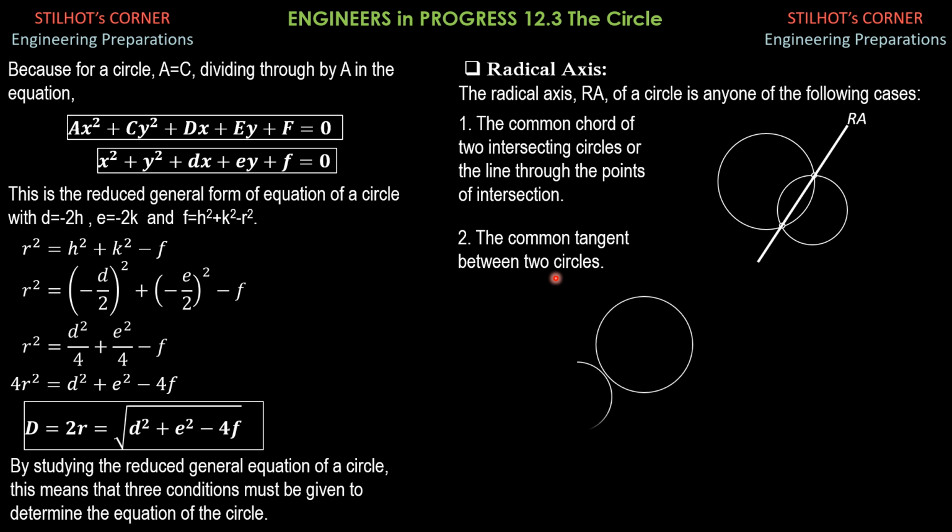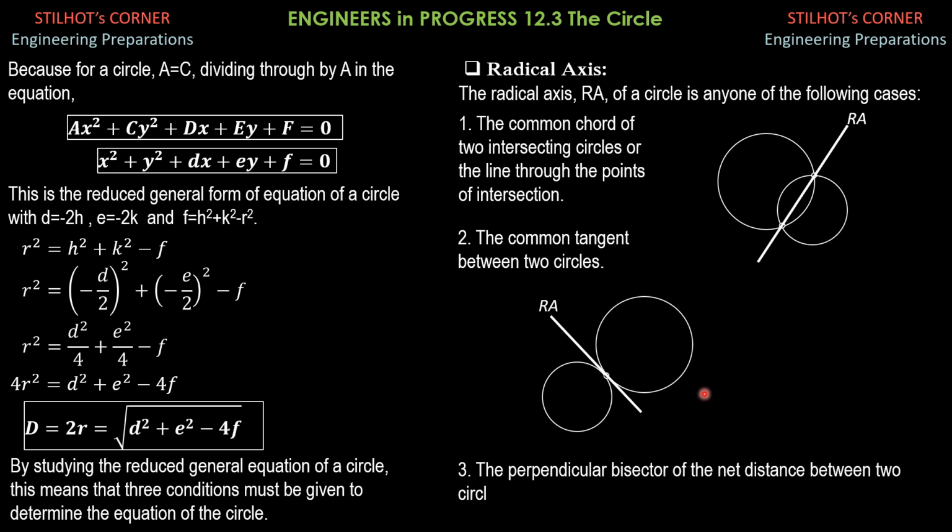So if you have two tangent circles, then this is the common point of tangency. The tangent line common to the circles, passing through that point of tangency, is the radical axis. And it is the perpendicular bisector of the net distance between two non-intersecting circles. So if you have two circles here, this is the net distance, then the line perpendicular to that through the midpoint of that net distance is the radical axis.